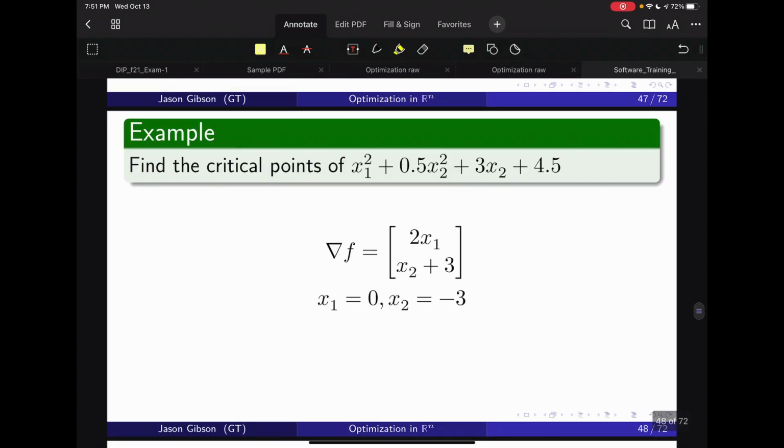So we're going to be finding the critical points of x1 squared plus 0.5 x2 squared plus 3x2 plus 4.5. If we take the partial derivative with respect to x1 and x2, we get this gradient here, and then we can figure out the critical points by setting that equal to 0.